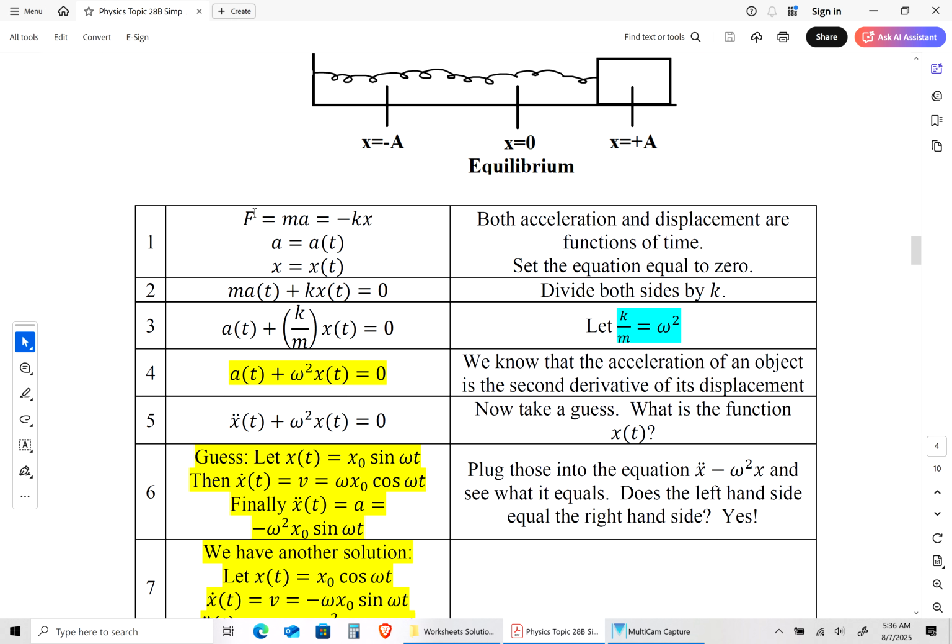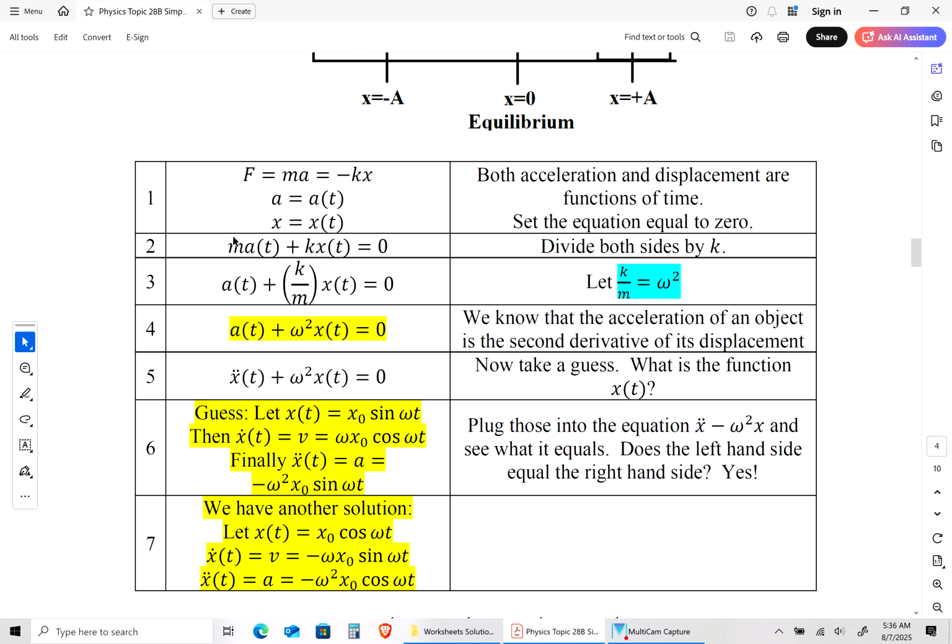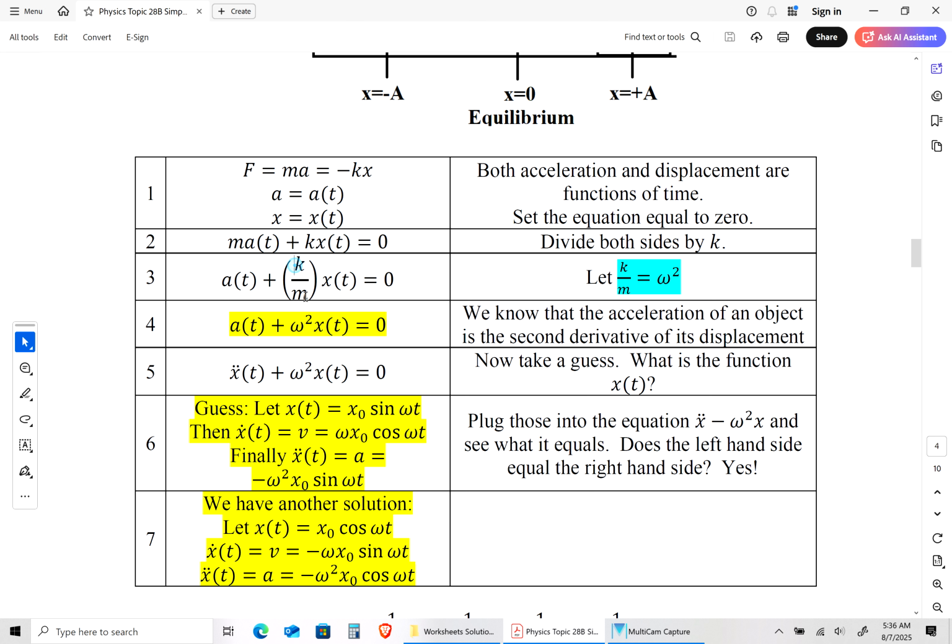So F equals ma equals minus kx. a is a function of t and x is a function of t. Okay. So set this equation equal to 0. We have ma plus kx equals 0. Let's divide both sides by m. We get this. a plus k over m times x equals 0. Let's let k over m be omega squared. So this is omega squared.